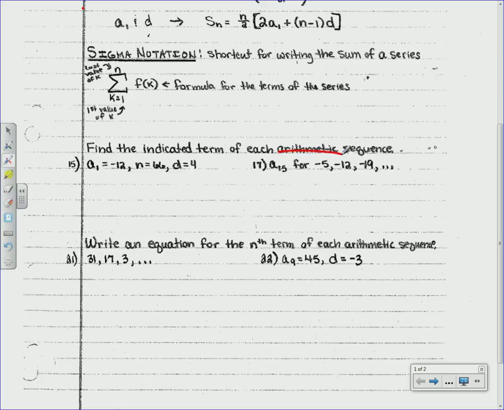So what do we have? What information did they give us? Did they give us a1, or can we at least figure it out? What's a sub 1? What's the first term? Negative 5. That's what a sub 1 means, right? So our first term is negative 5. I'm looking for a15, right? My first term is negative 5.